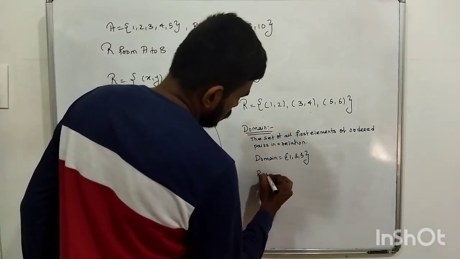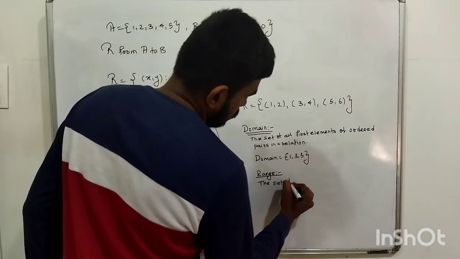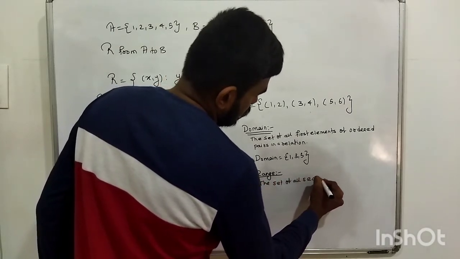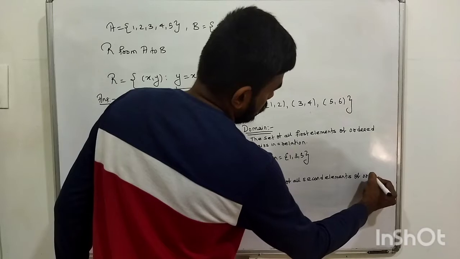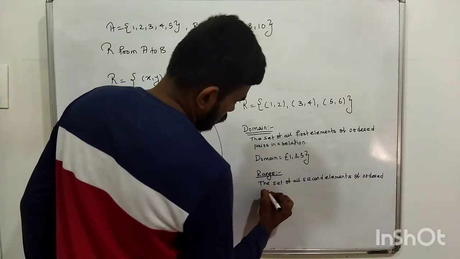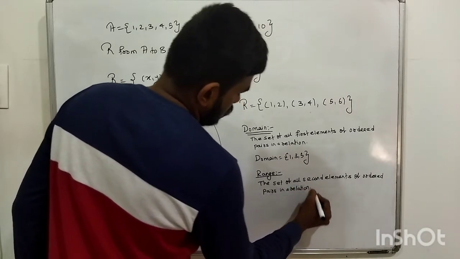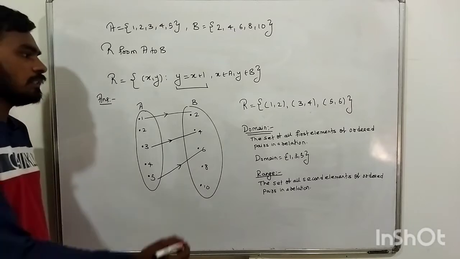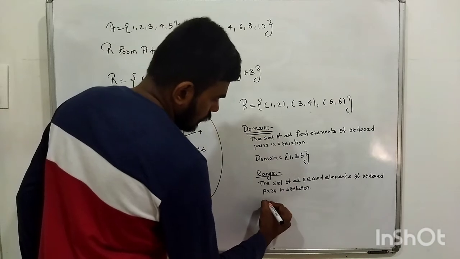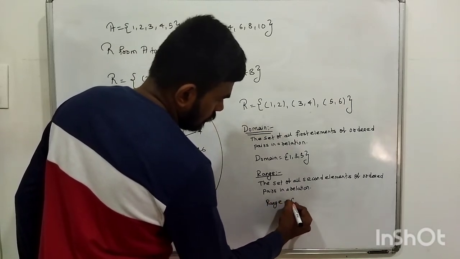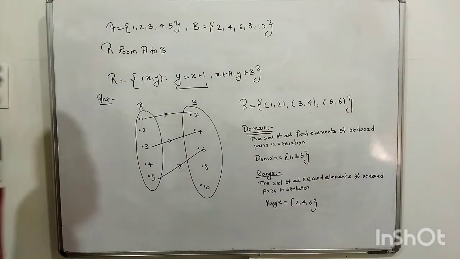And range means what? The set of all second elements of ordered pairs in a relation. So which are those? 2, 4 and 6. These others are not paired. So range is equal to what? 2, 4, 6. And the third thing is codomain.